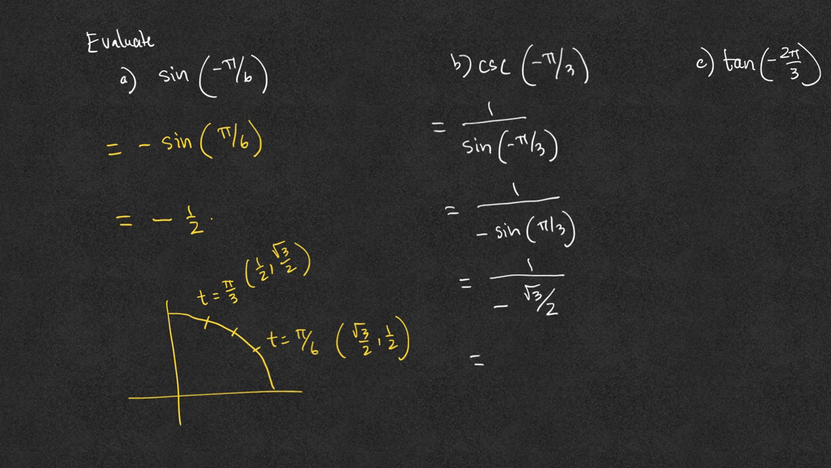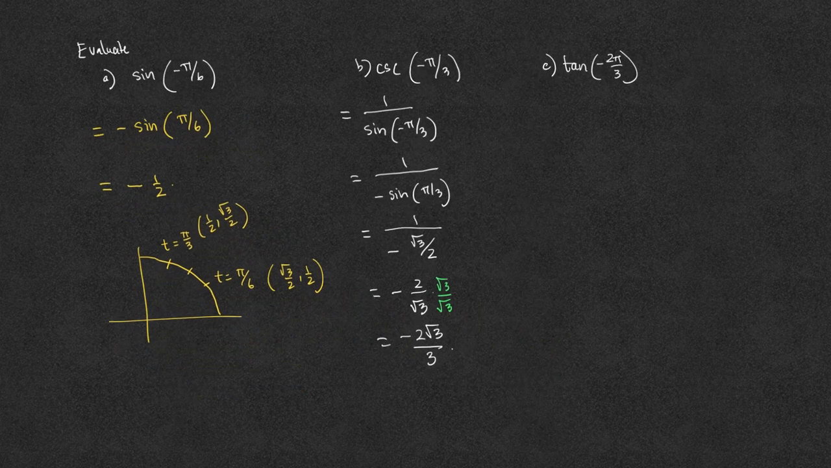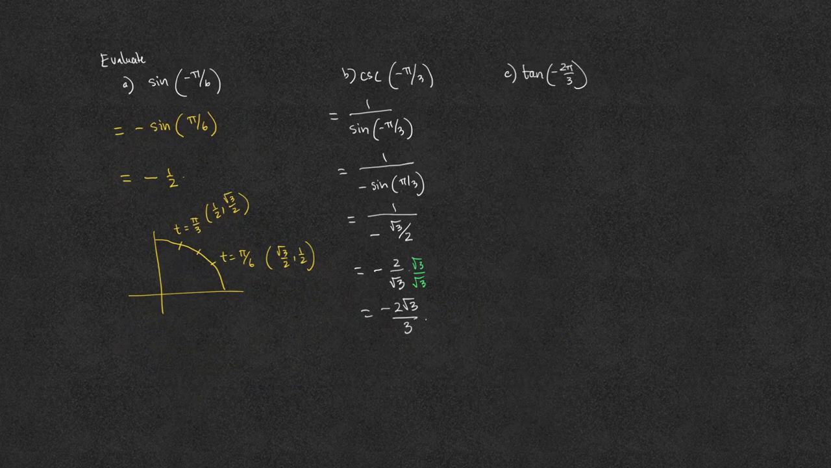We will need to simplify this number. This is a negative number because 1 divided by a negative is negative. And 1 over is the reciprocal. The reciprocal of root 3 over 2 is 2 over root 3. We then rationalize this denominator by multiplying by root 3 over root 3 to get negative 2 root 3 over 3. And we are done.